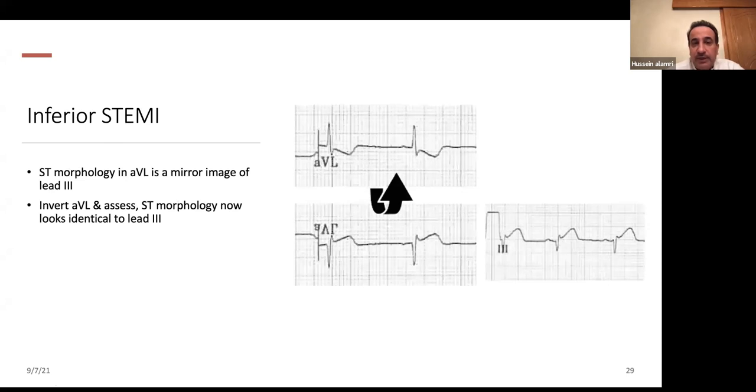As I mentioned, AVL is a mirror image of lead 3. If you invert AVL and look at 3 and AVL, it's identical. So this always gives you a clue that this is an inferior wall MI. And inversion of AVL with ST morphology is now one of the diagnostic features in subtle inferior ST elevation MI.